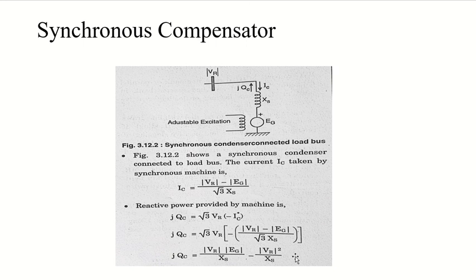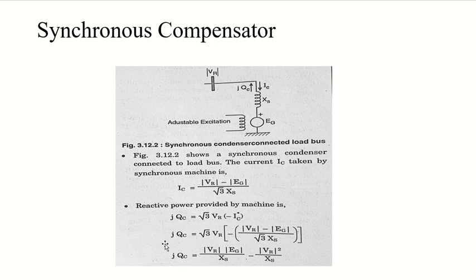So what happens in the condition of over excitation? The induced EMF EG will be more than the receiving end voltage VR. In such cases, QC will be positive, because if EG is more than VR, then the VR square by XS term being subtracted is smaller. So the value of QC will be positive, and the compensator will deliver var in peak load condition.